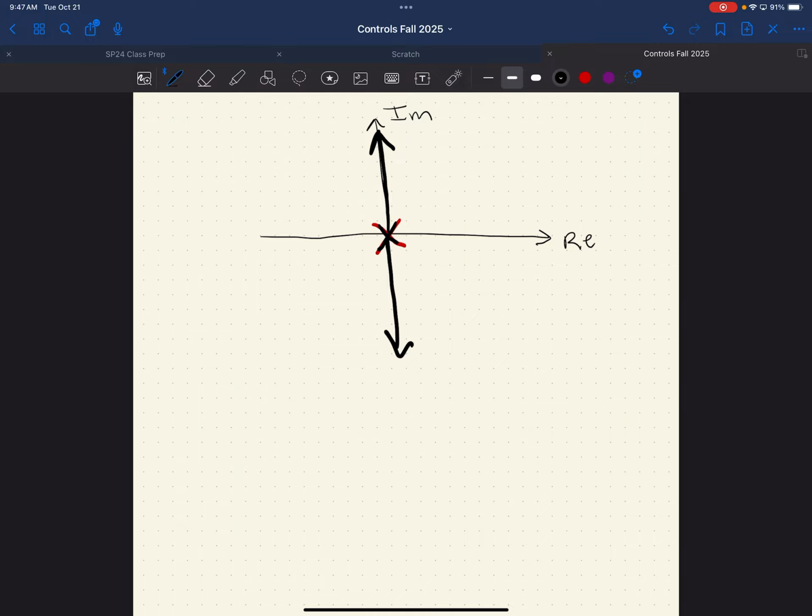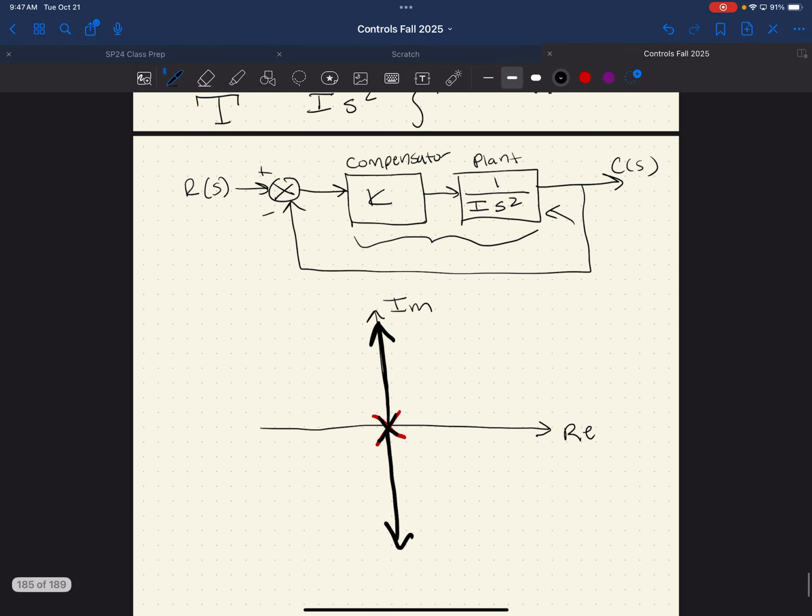So what does this tell me about the behavior of this system? It's purely oscillatory. Why? Because it's entirely on the imaginary axis. Is that true for any particular k value? Yes, it's true for any k value.